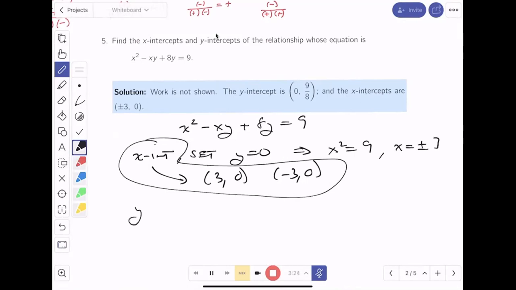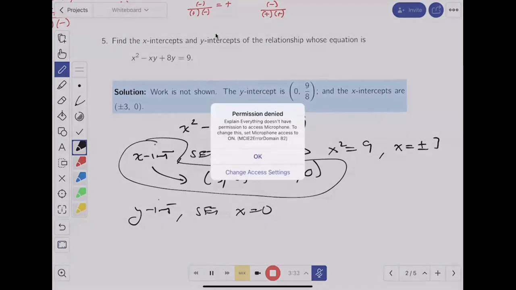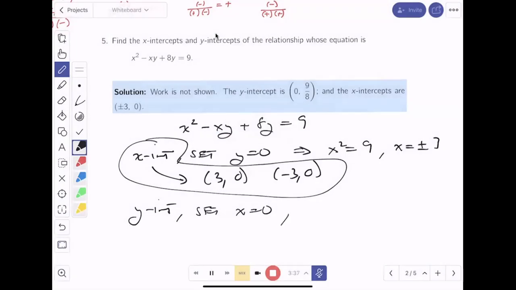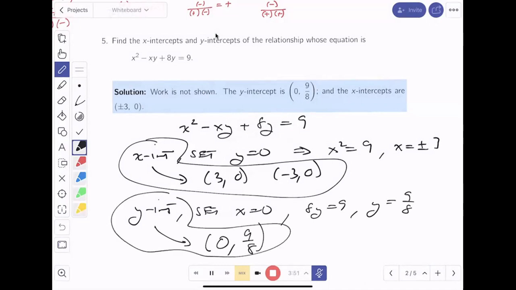Let's do the y-intercept now. What do you do there? Set x equal to 0. Well, if you did that, what would you get? You're going to get 8y is equal to 9, where y is 9/8. Let me write that down for you. So the y-intercept is going to be x is 0, and the y is 9/8. I'm going to circle around that, indicating I'm done.